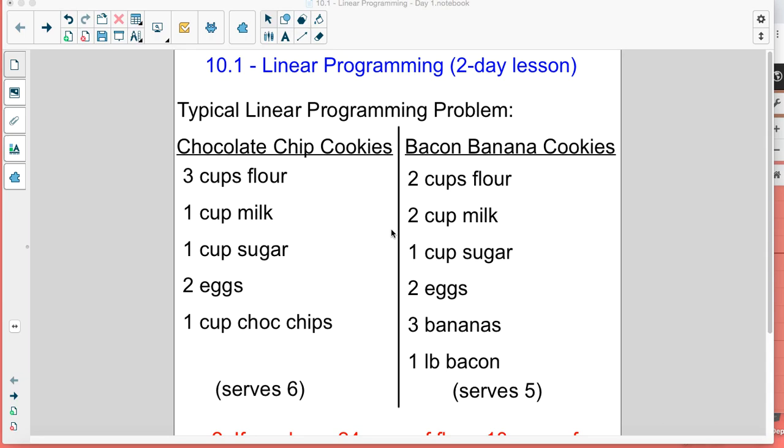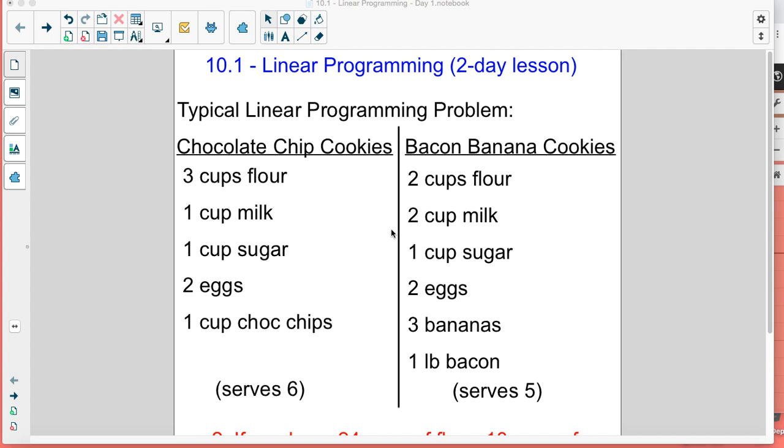Hey guys, we're going to do lesson 10.1, which is in the curriculum, but we're going to do an abbreviated version. It won't take too long. It's on linear programming. It's kind of a review of lines and things like that. Although it sounds complicated, it's really not too bad.